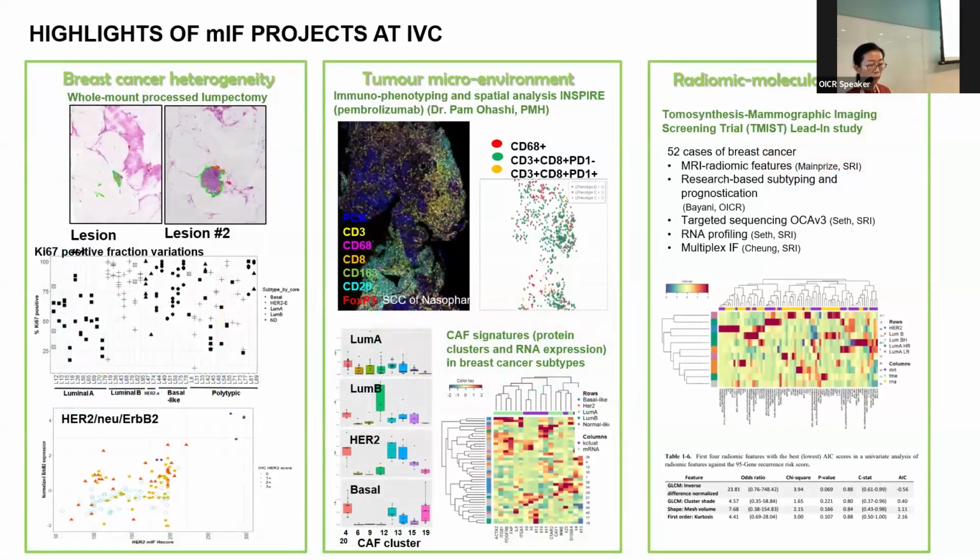For the last part of my talk, I just want to give you some highlights of the projects that we have done at IVC. So with Adaptive Oncology, with a number of groups at OICR, we have started looking at intratumoral breast cancer heterogeneity. And this is done using the whole-mount lumpectomies that we have at BURL. With multiplexing, we're able to measure the biomarker expressions from different regions of the same tumor, and we found marked levels of variation for these different biomarkers.